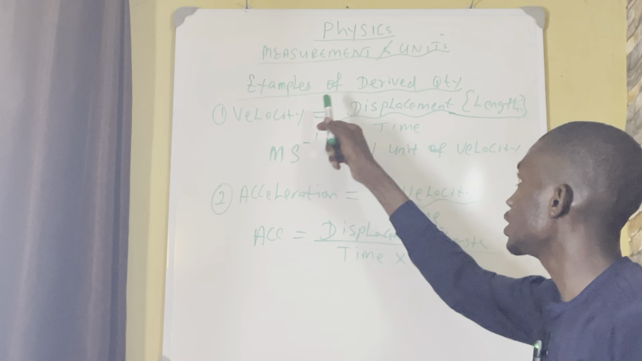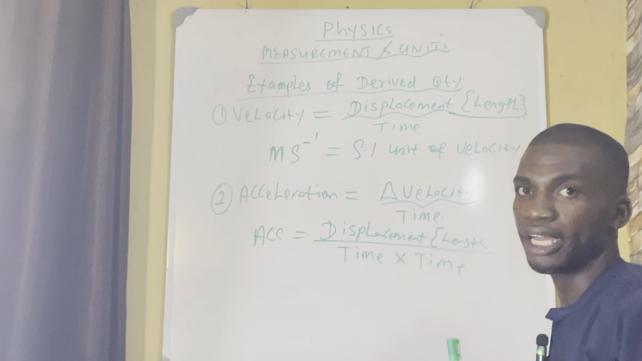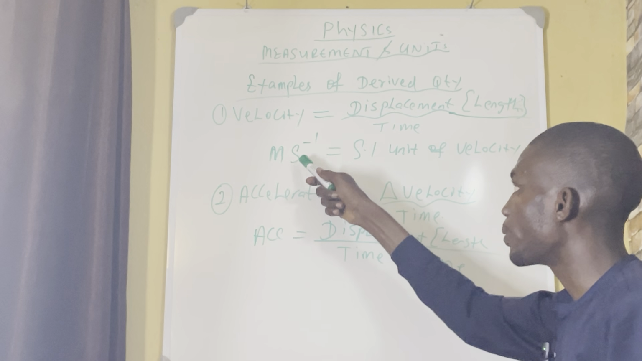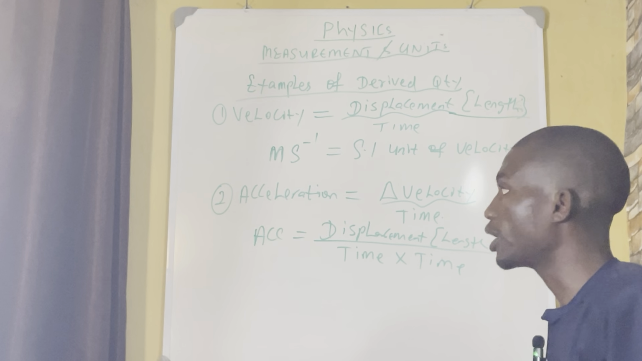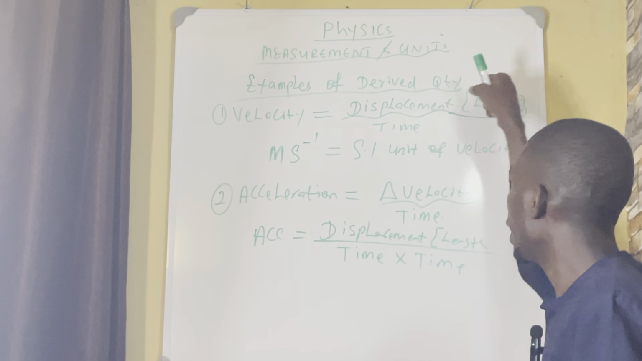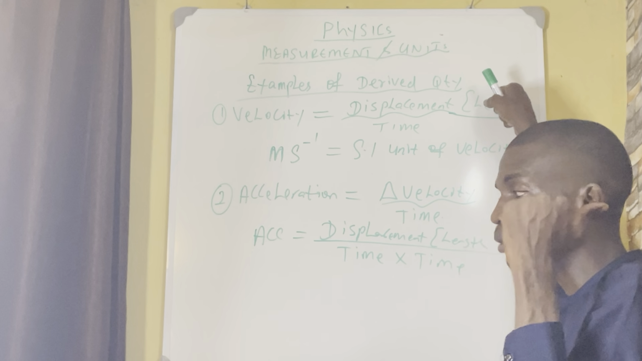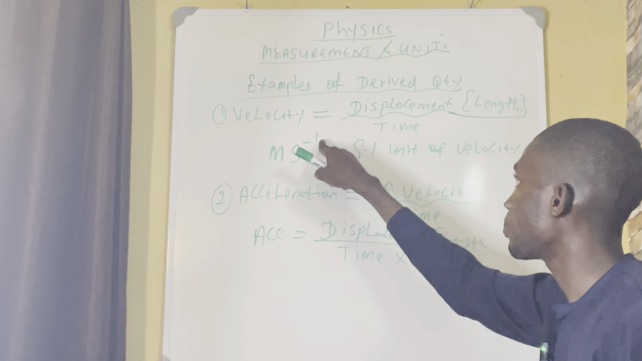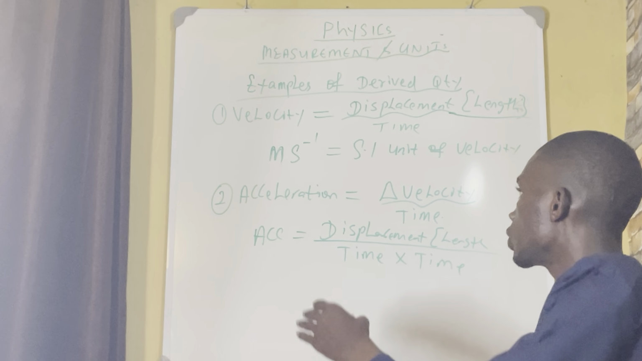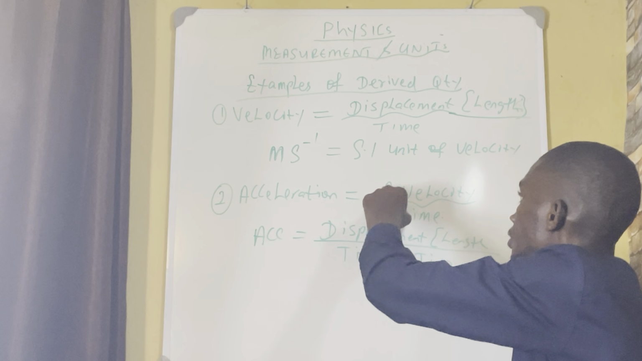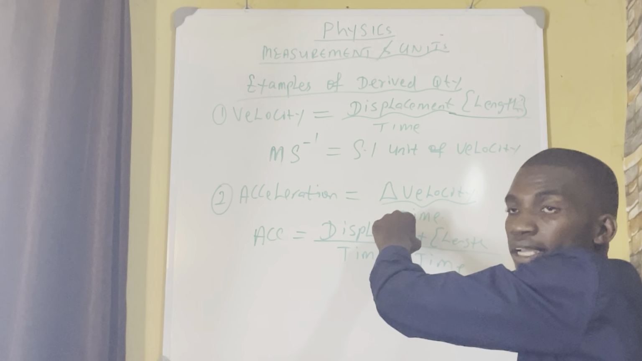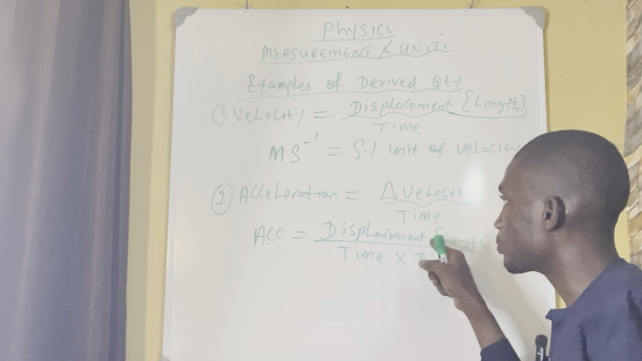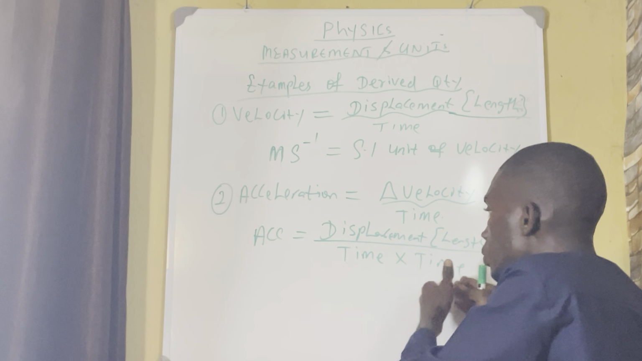Because our initial formula for acceleration is change in velocity over time, and our velocity is displacement over time. And the SI unit of velocity is meter per second. Do you understand? Because meter is length measured in meter. Remember our fundamental quantity: second is time. You understand? So now our acceleration is change in velocity over time, and our velocity is displacement over time. That is why we have to multiply by time here.